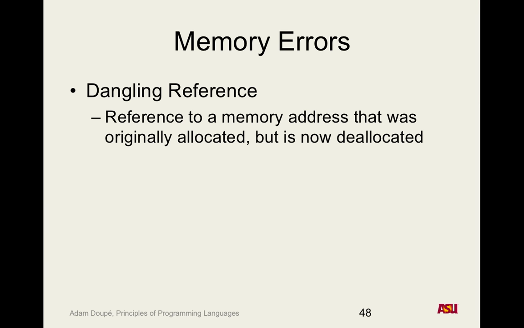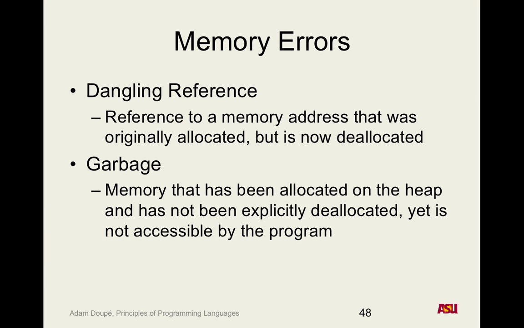So then the second big memory error is garbage. This is when we actually allocate some memory, typically on the heap, right? Because global allocation, we don't have to worry about deallocating. Stack allocation is done automatically. So this is when we allocate memory on the heap and it's not been deallocated, but it's not accessible by the program. So there's no way for our program to access or reference that memory.